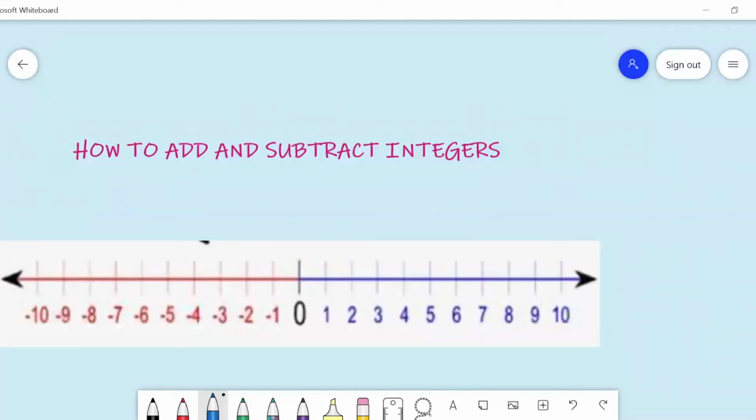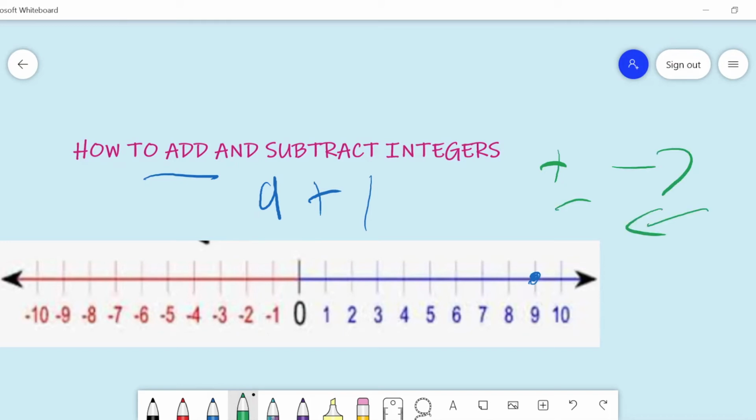So now let's talk about how do we add or subtract an integer. So let's talk first about how do we add an integer, addition. Let's take 9 plus 1. So first we will take 9, mark 9 on the number line, and then plus means going to the right and minus means going towards the left. So we have to go to the right for plus, and we go one step to the right. So this is our answer. So this equals 10.